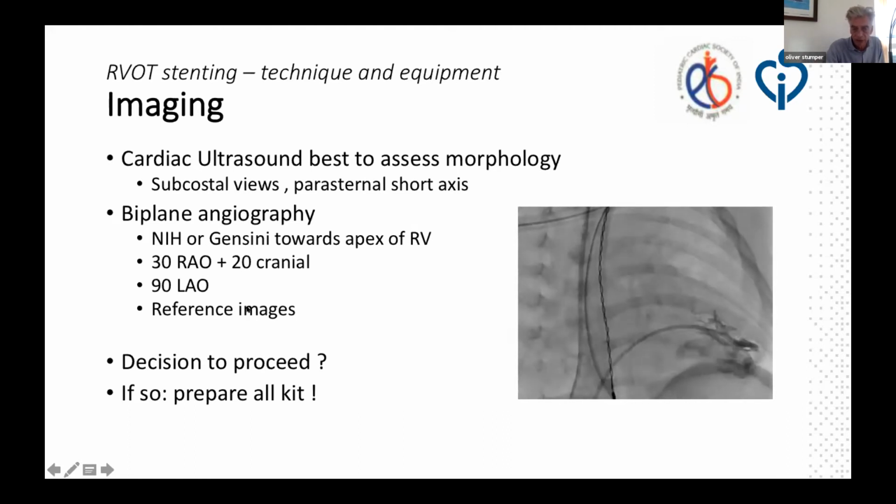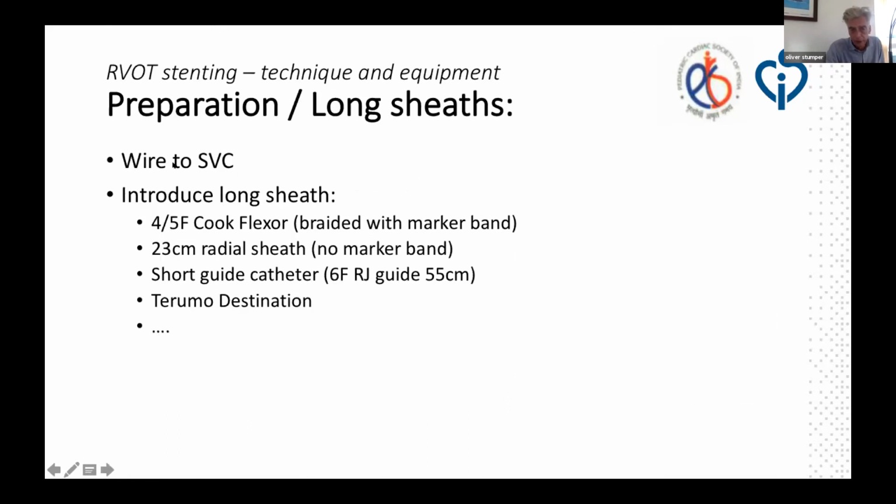And then if we decide to proceed, we withdraw the catheter back to the right atrium. And we prepare all the kit we are likely to use. So we leave the wire in the SVC. I always use a long sheath. My preference again goes for 4 or 5 French Cook Flexor sheaths, braided with a marker band.